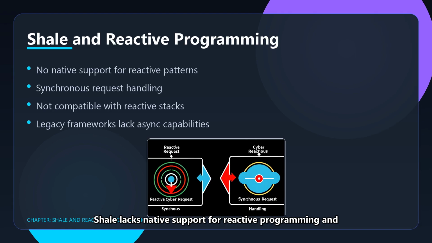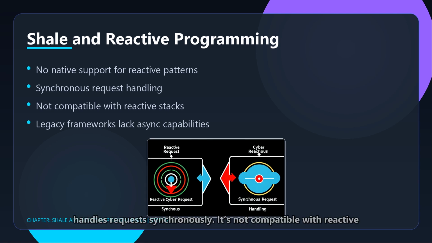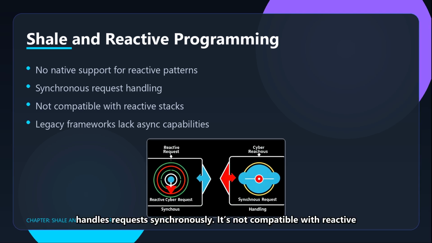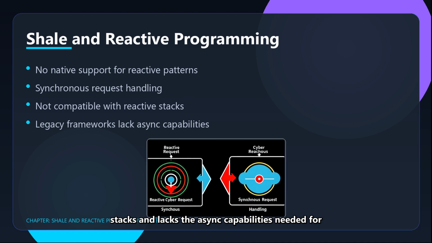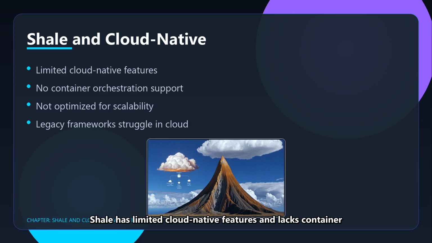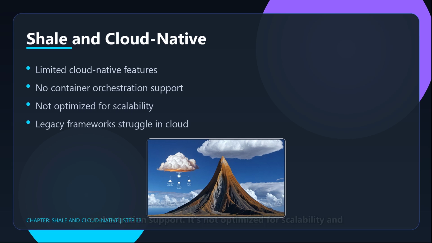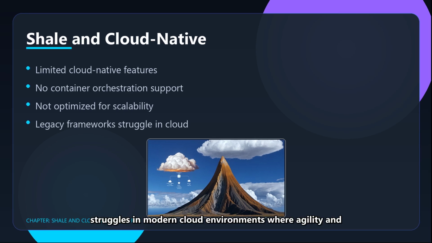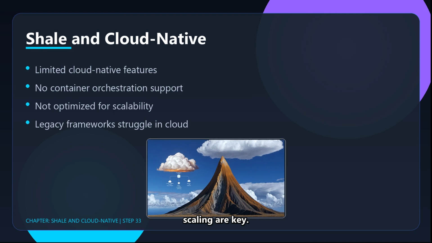Shale lacks native support for reactive programming and handles requests synchronously. It's not compatible with reactive stacks and lacks the async capabilities needed for modern reactive applications. Shale has limited cloud-native features and lacks container orchestration support. It's not optimized for scalability and struggles in modern cloud environments where agility and scaling are key.